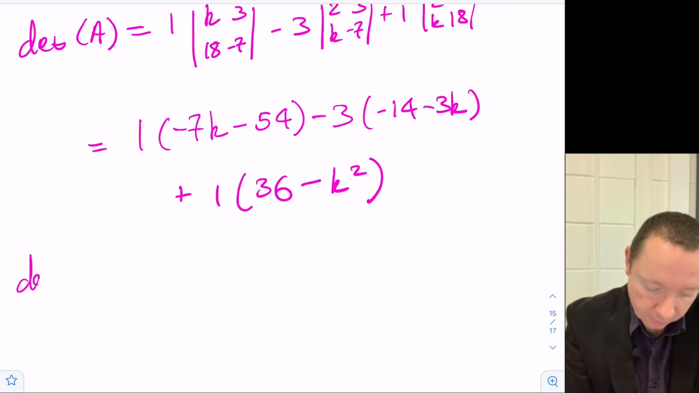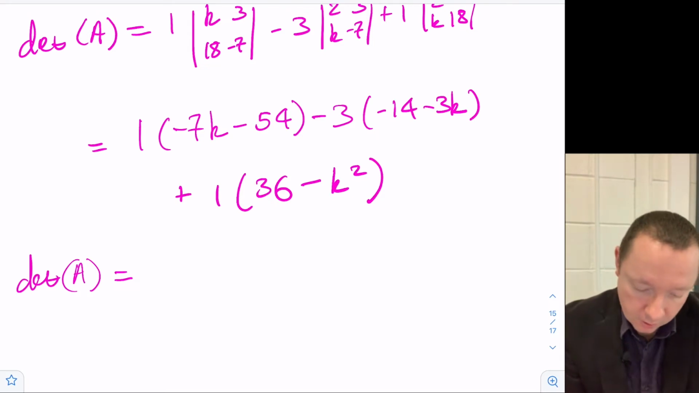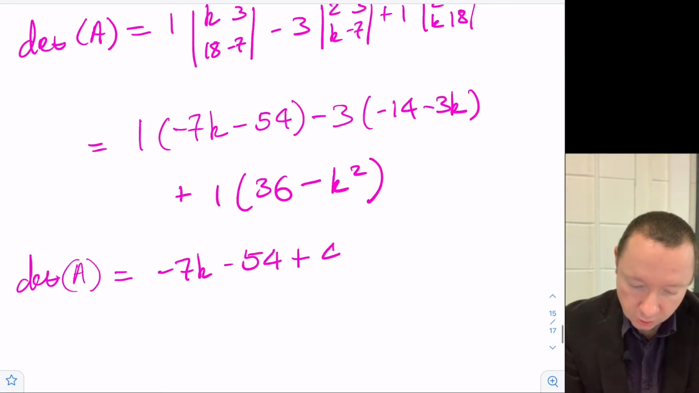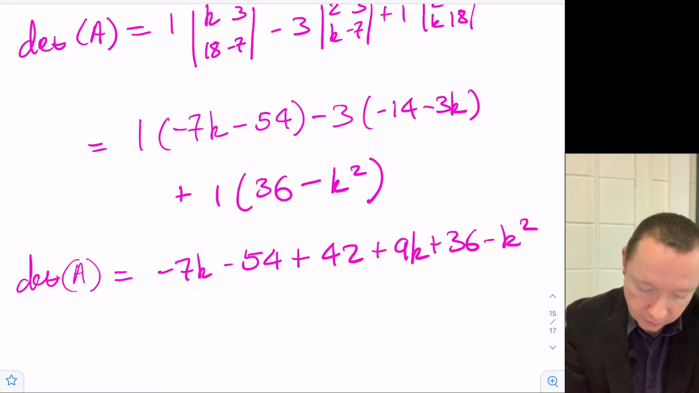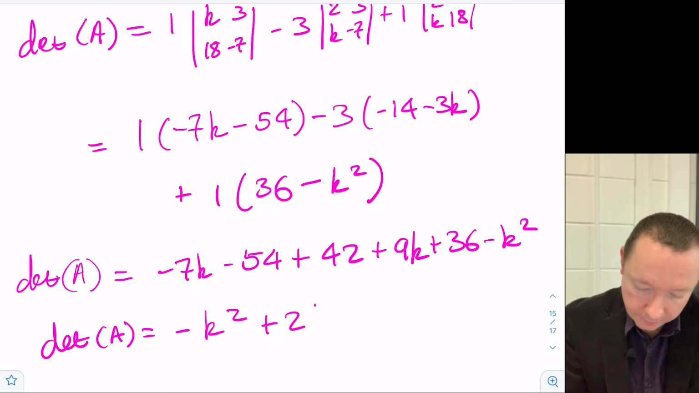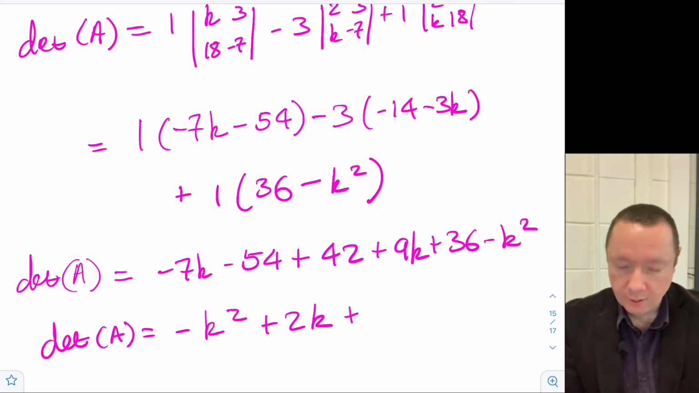So the determinant of A must equal, let's just tidy this one up. You've got minus 7k minus 54 plus 42 plus 9k plus 36 minus k squared. So the determinant of A equals minus k squared plus 2k plus 24.